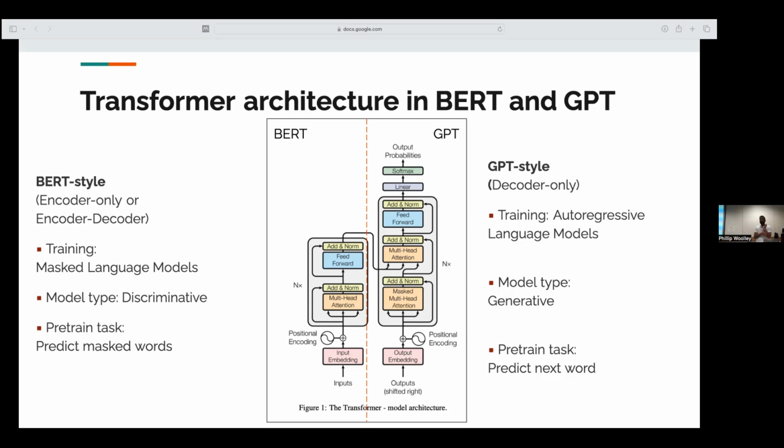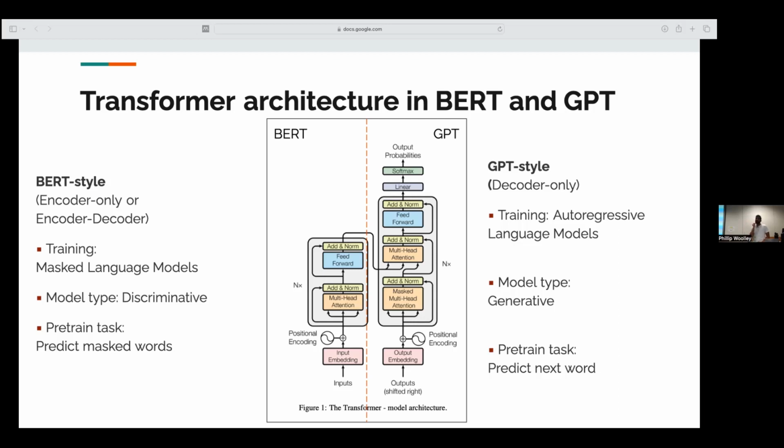And it is a discriminative model. What does that mean? It tries to discriminate between the input tokens that you have given it. It will try to put the tokens in separate clusters if it can. And then the pre-training task is to predict masked words. Then we have GPT style. That is just the decoder part of the transformer, and this is an autoregressive language model.